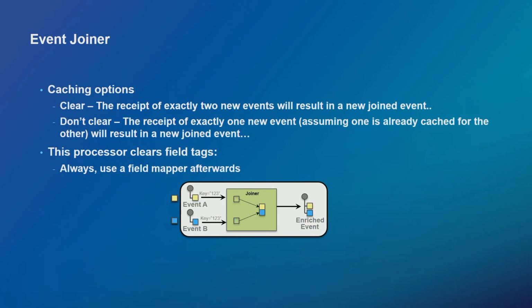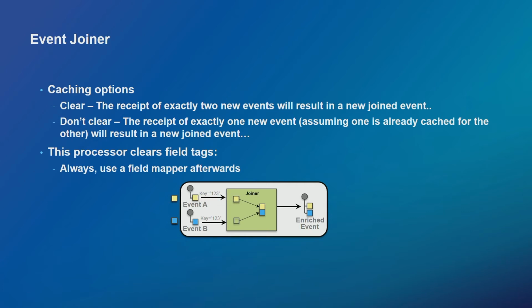The event joiner has a couple of other options. The first is a caching option, and there are two modes that you can set that to. The first is a clear mode. Every time the event joiner receives exactly two new events, it will result in a joined event, and then the cache will be cleared.